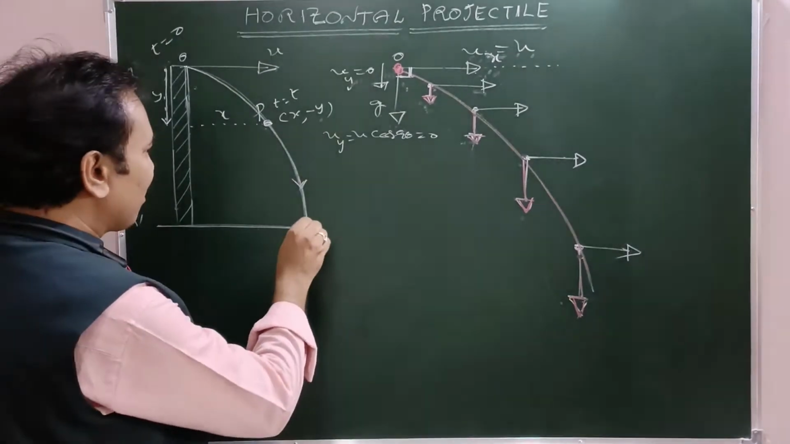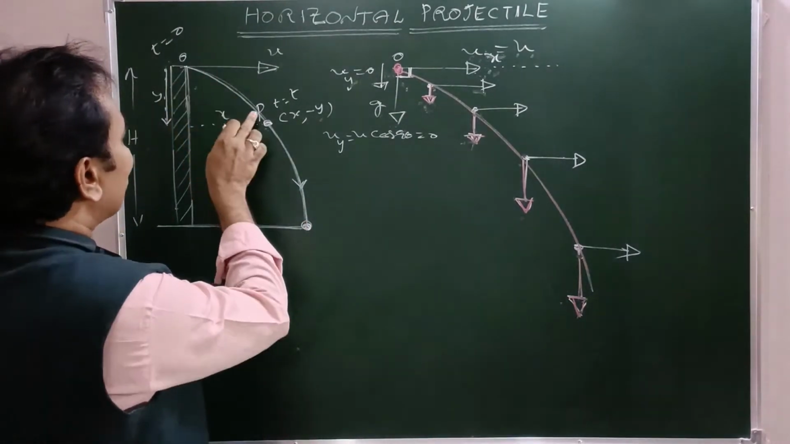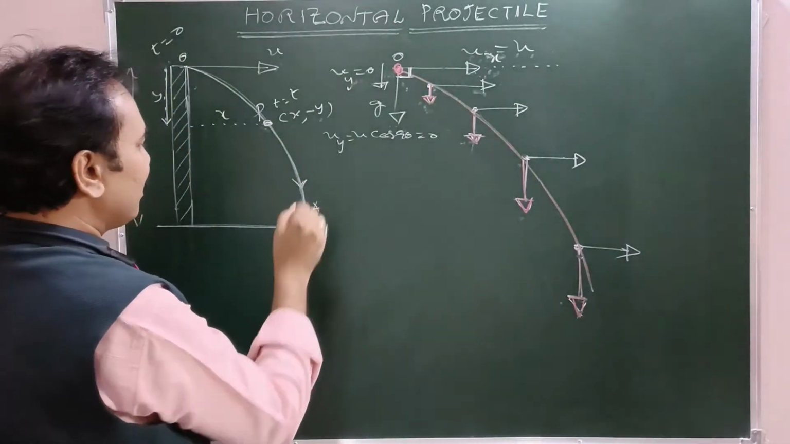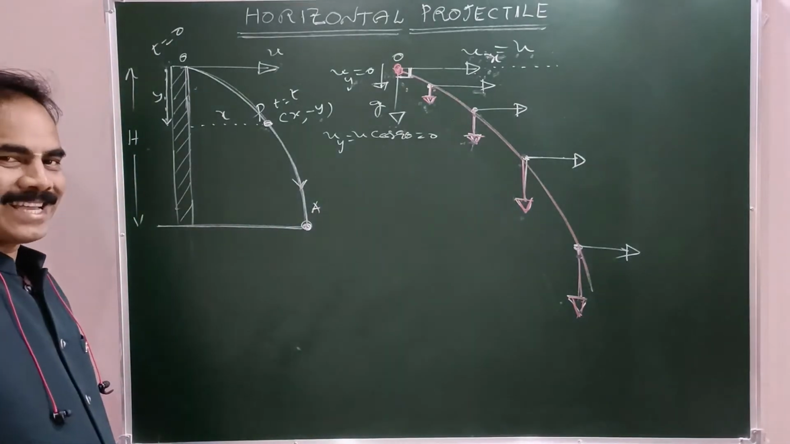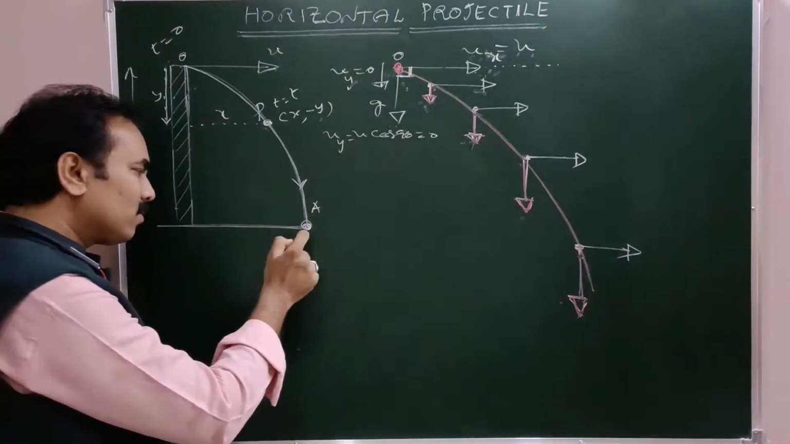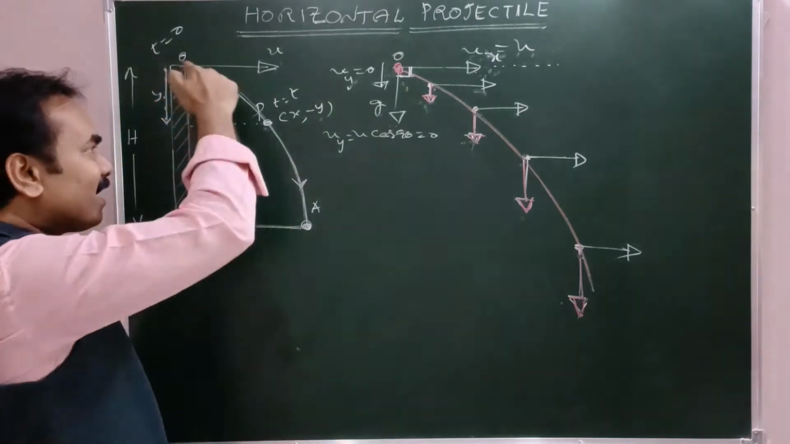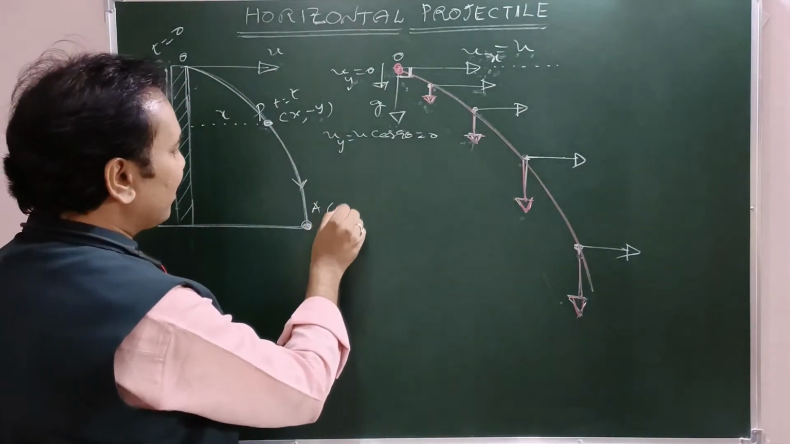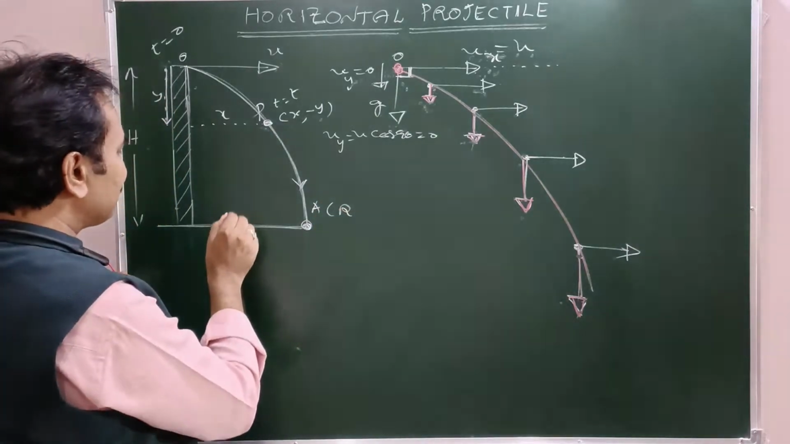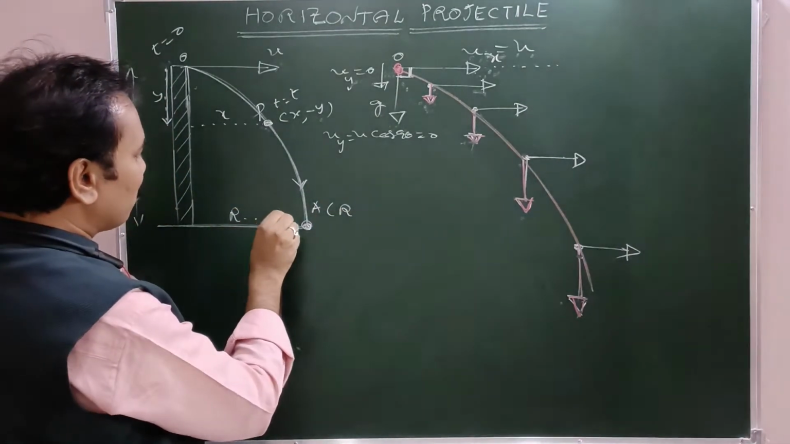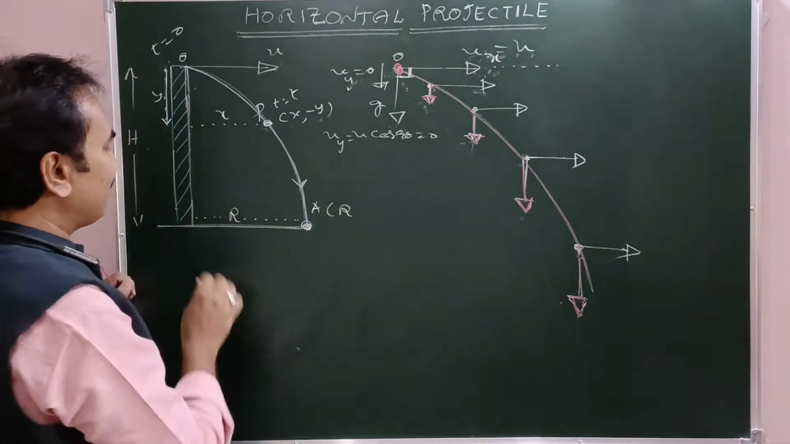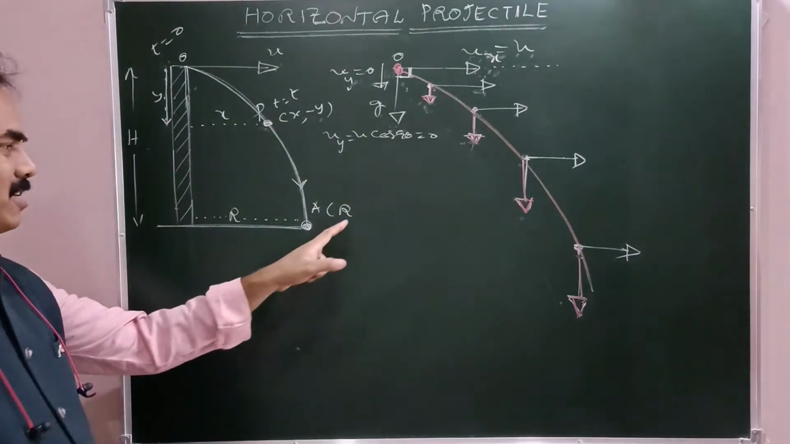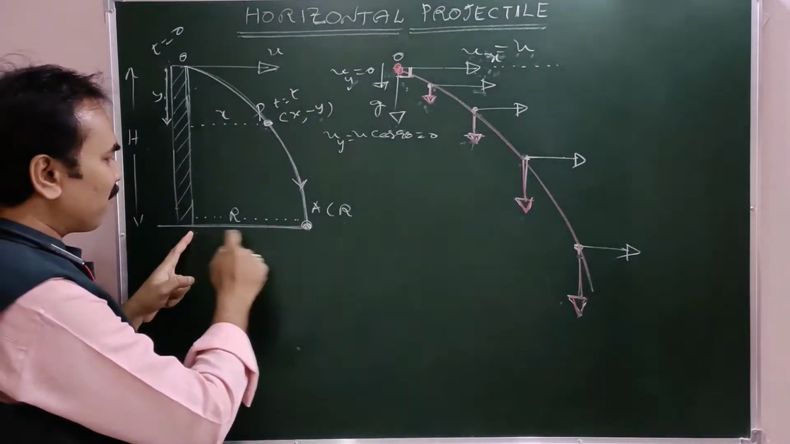Now somewhere here I am taking one more point, A. At point A, assign the coordinates. See, this is the total horizontal distance covered in the entire flight. So usually this is the range. The x component is the range. So the horizontal distance covered in the entire flight is the horizontal range. So the x component is the range from here to there.